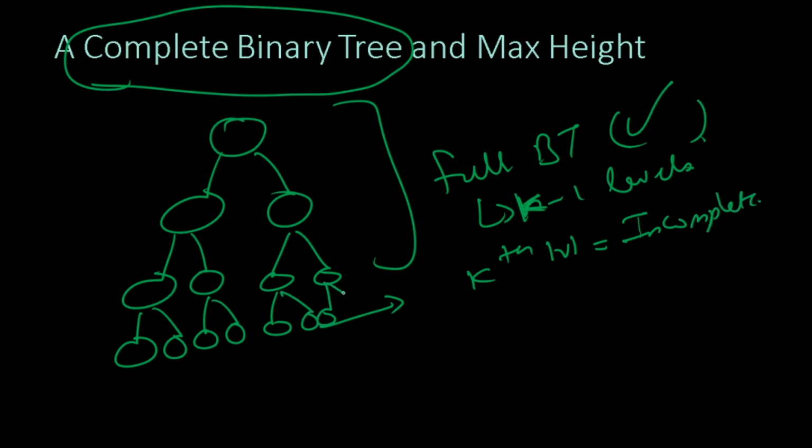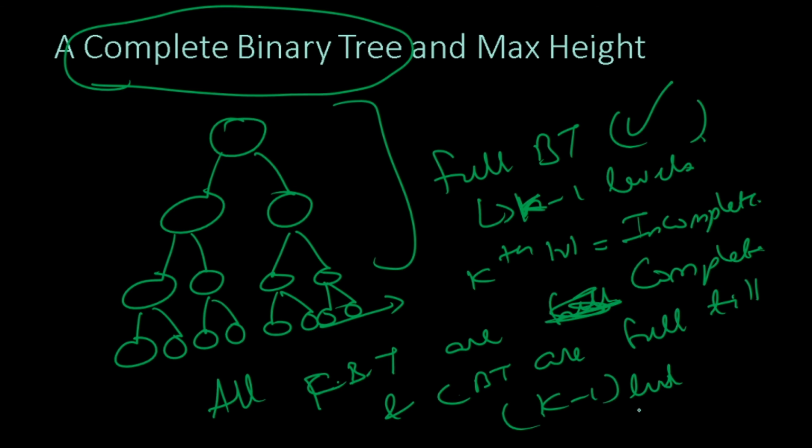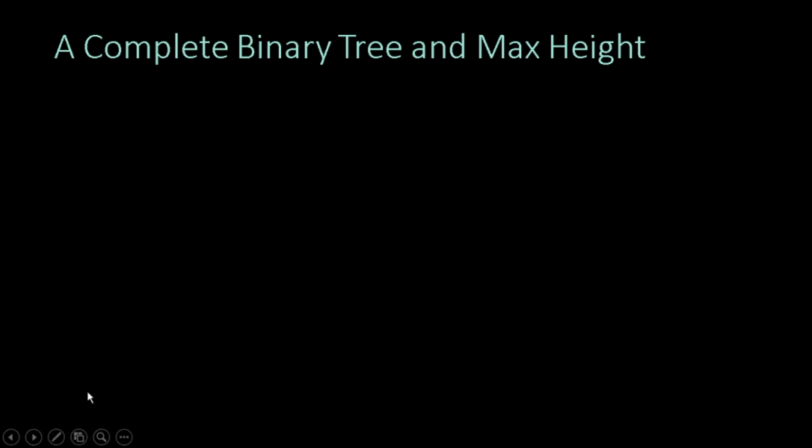Even if it was like this, it is a full binary tree. So all full binary trees are complete, but not all complete binary trees are full. A complete binary tree is full till the k minus 1th level, and the very last level is incomplete. Okay, what is the advantage? The same advantage, max height.